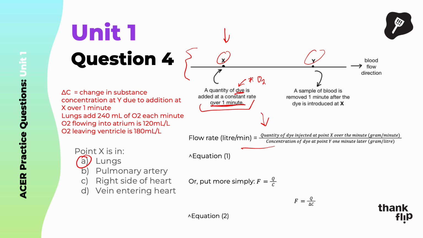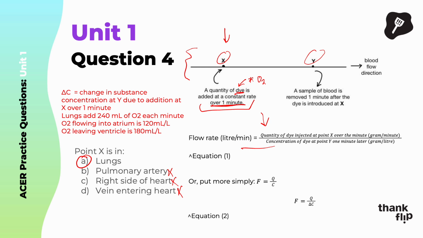So for point X, the most important thing is that there's something being added. The oxygen is being added, and the pulmonary artery doesn't do that. Neither does the right side of the heart, and neither does the vein entering the heart. Although veins entering the heart could potentially carry oxygenated blood, it's not adding the oxygen to the blood, right? So basically, if you were unsure, you'd be able to eliminate these 3 options.